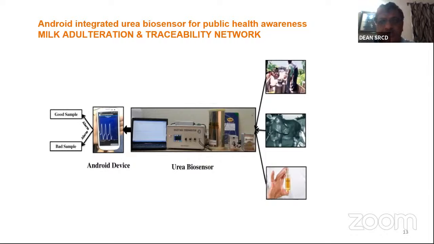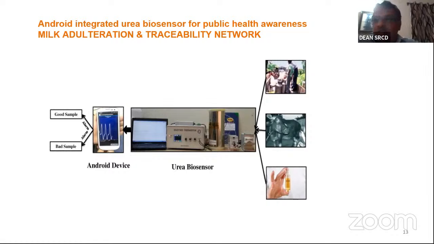The end user could be a regulator who wants to know that something is going wrong in the processing plant, a consumer who wants to know that there is something wrong in my milk, and also this could be a pathological laboratory which is using clinical samples. So we have actually demonstrated this in 2015.